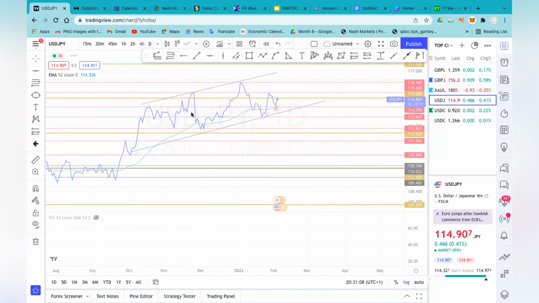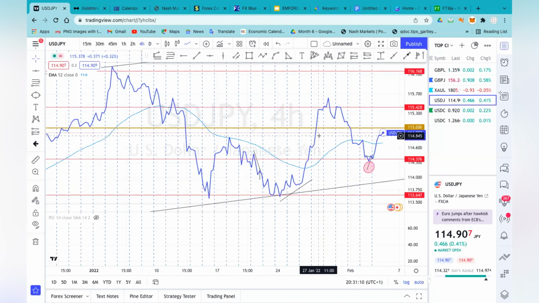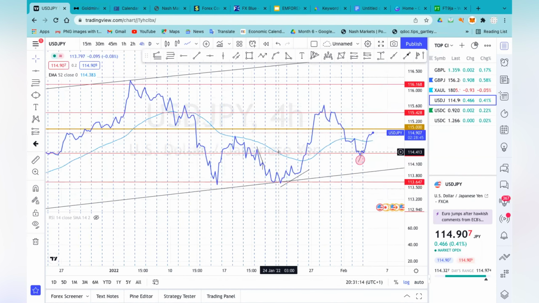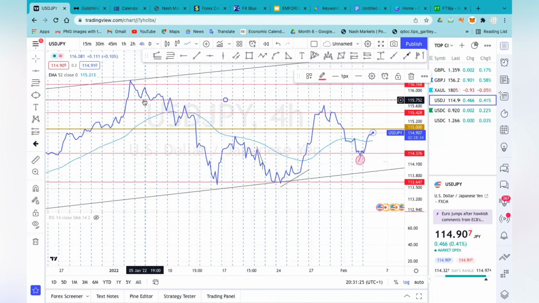So let's switch to the 4-hour time frame, and on the 4-hour time frame let's use this level here, 1, 2. Which other one? Here 1, 2, then it broke through.